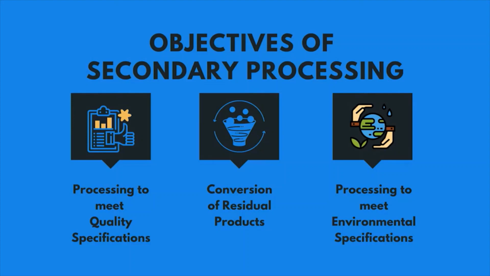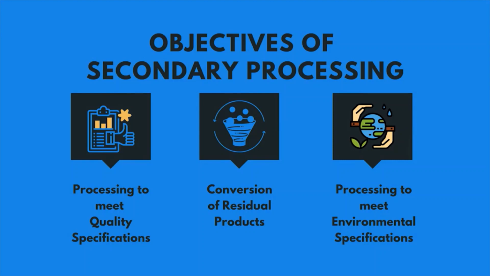Number one is to process to meet quality specifications. For example, a naphtha having an octane number of 40 to 50 cannot be sold in the market as an automobile fuel. So, it has to be processed in certain plants to enhance the octane number. That is the number one objective.